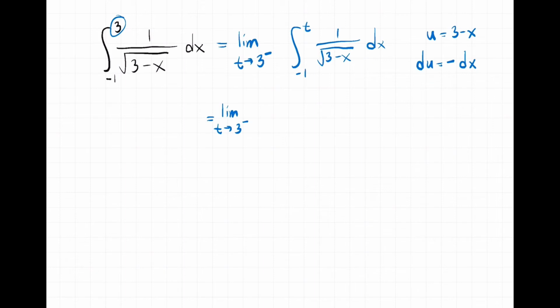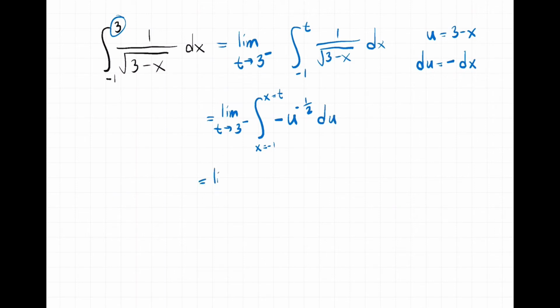So let's just have the integral from x equals -1 to x equals t of 1 over the square root of u. Now, I can write that as u to the -1/2. And then instead of dx, we'll want negative du. So perhaps I'll just put the negative in front here, negative du. And now this is an easy integral. We'll just solve this here.